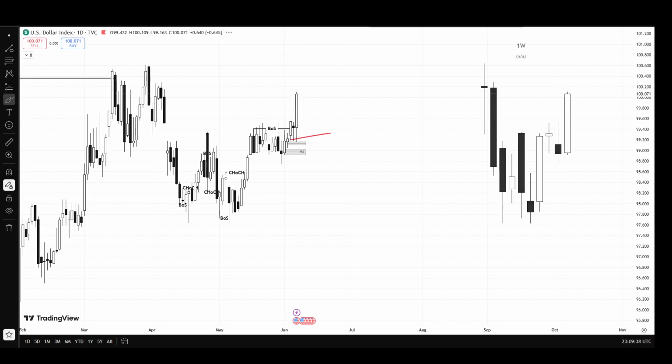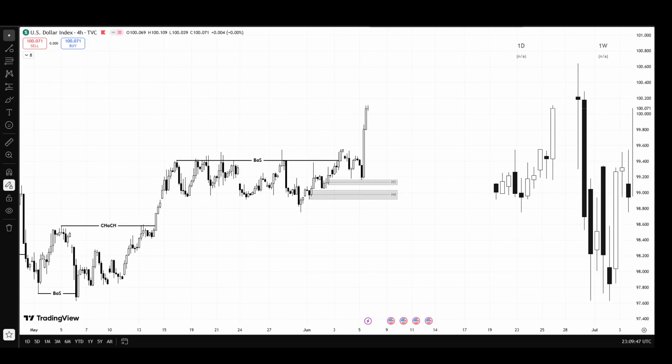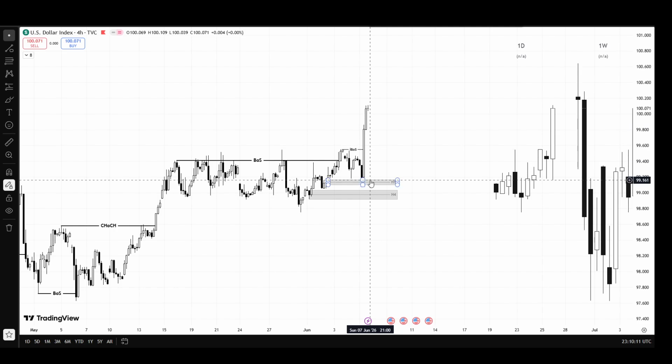Okay, and on the 4 hour time frame, as you can see, that reaction was a close here on the 4 hour time frame. Okay, so after that 4 hour time frame, you can see that we have this internal break of structure to the upside. Okay, so this one is an internal break of structure to the upside.